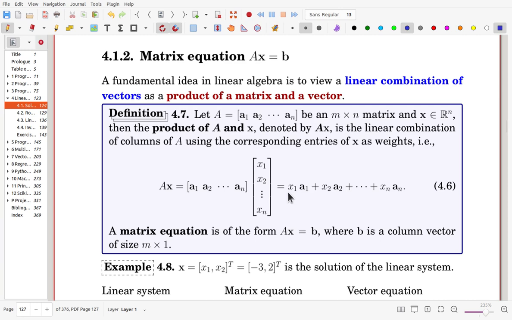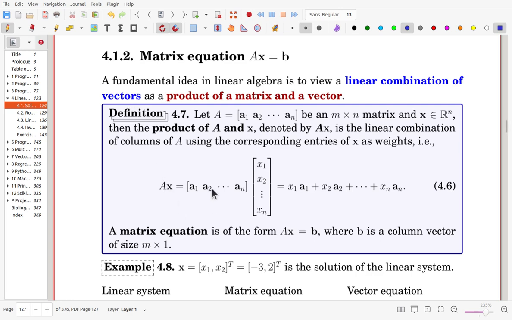So this is a linear combination of these vectors, and also the product Ax, where A is the collection of the vectors, and these are the same. So we can view a linear combination of vectors as a product of a matrix and a vector. Of course, the matrix is a collection of the vectors.